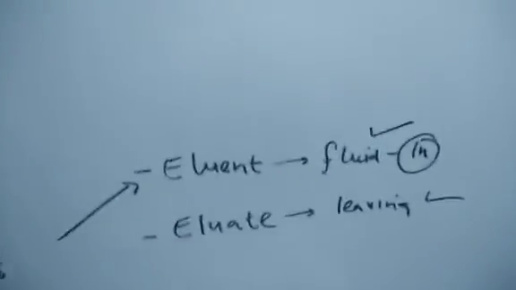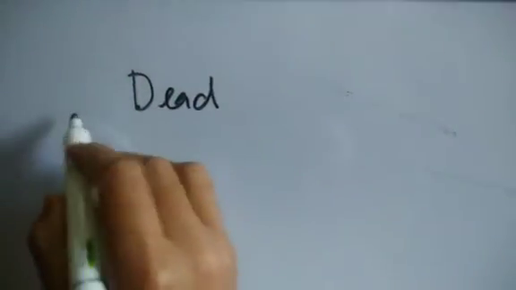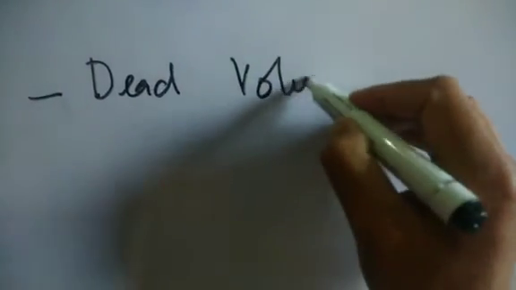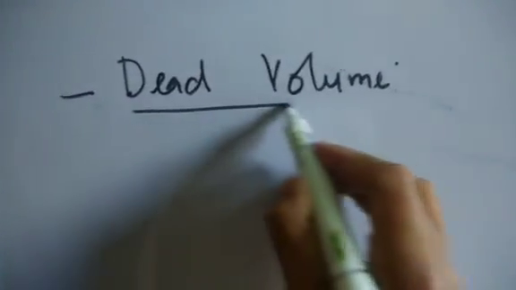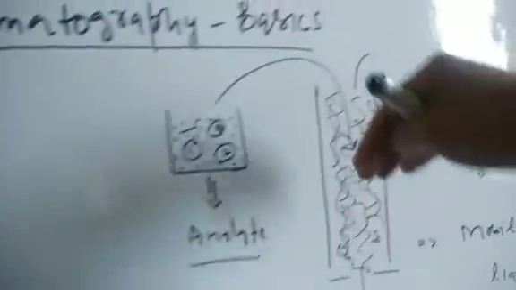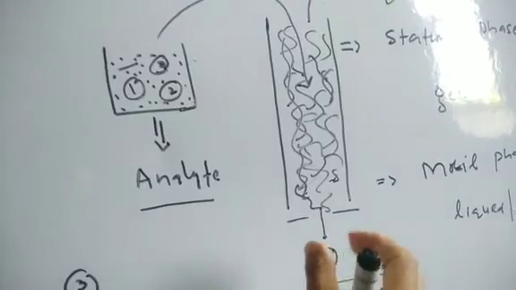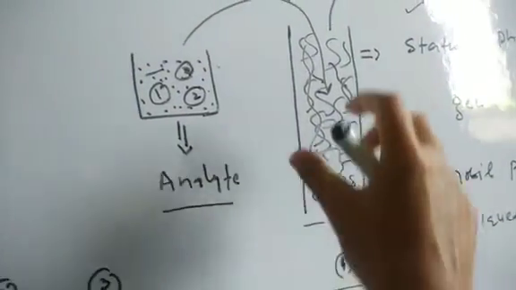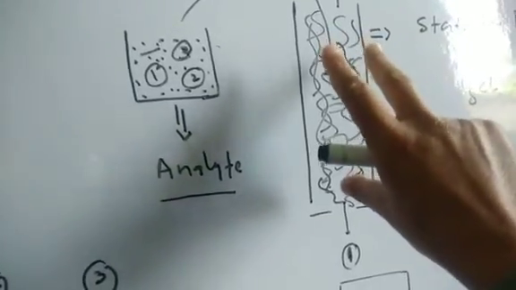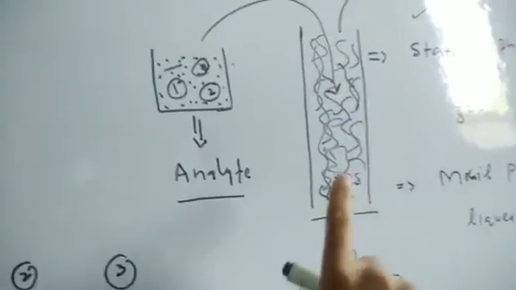Then there's one more terminology. ना ये बहुत important है, that is the dead volume. Dead volume. Retention volume हमने कहा था कि the amount of eluent a particular chemical species or a particular analyte will take to come out from the column to get separated. So that much volume which is required to make this component to come out, that's called as retention volume.